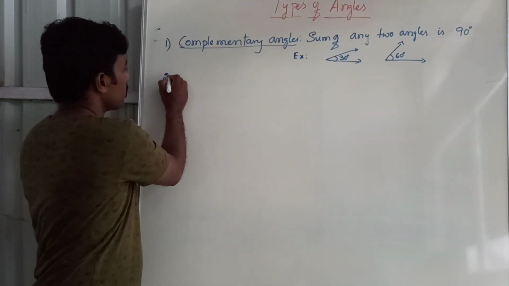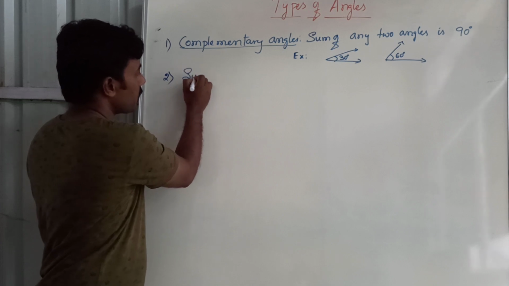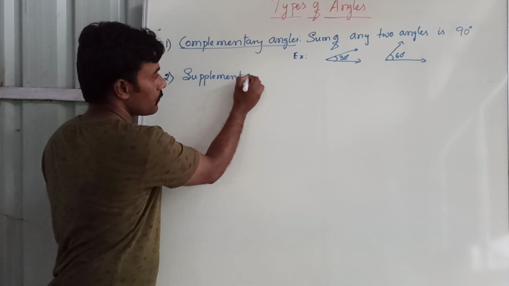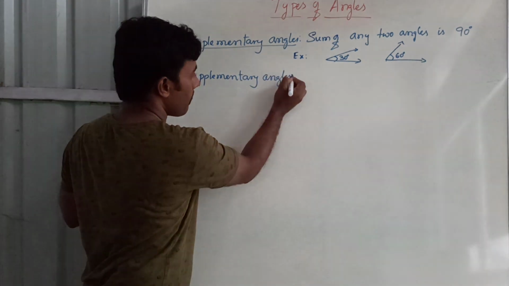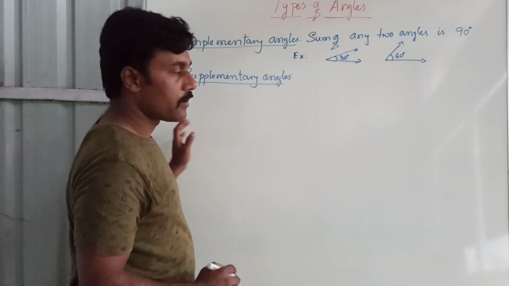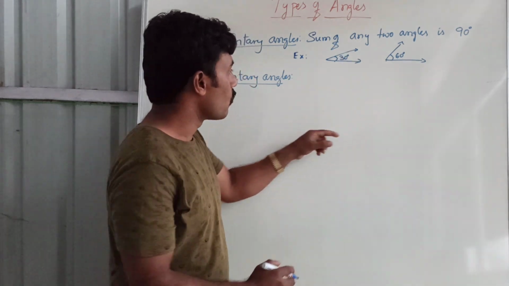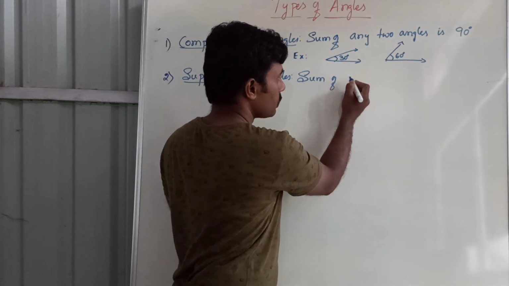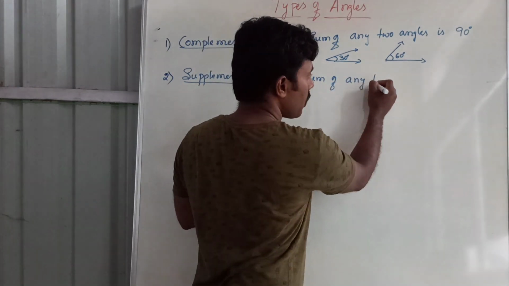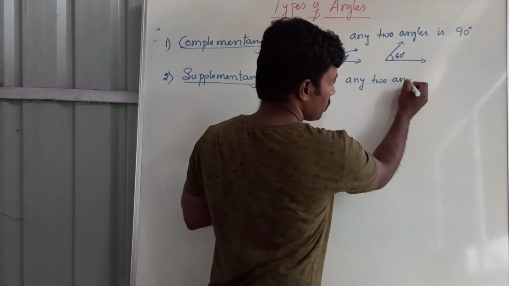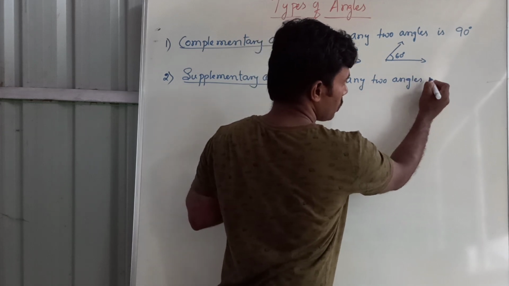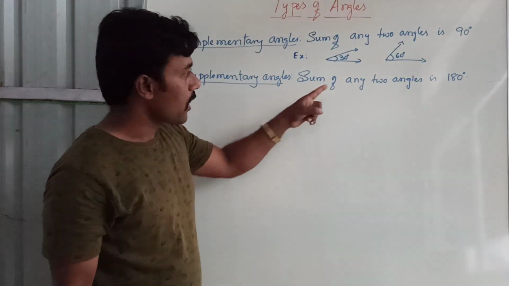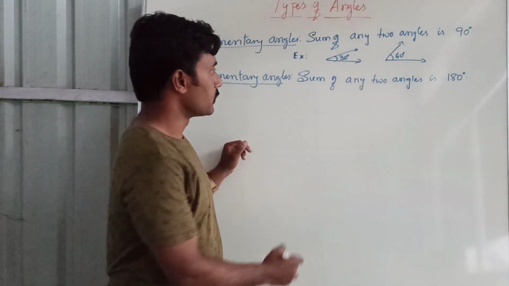Then second one, supplementary angles. Sum of the angles is 180 degree. Sum of any two angles is 180 degree. Then the angles are supplementary angles.